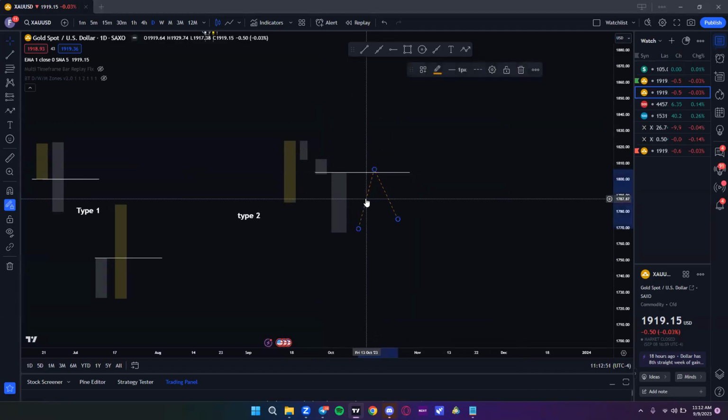So is this like a gap, Robbie? It's like a gap. Okay. Exactly. Exactly.